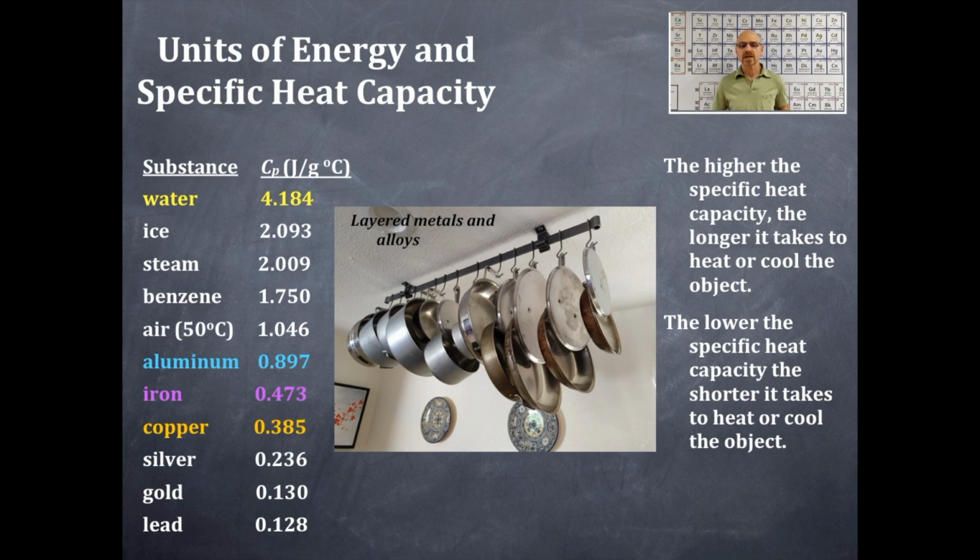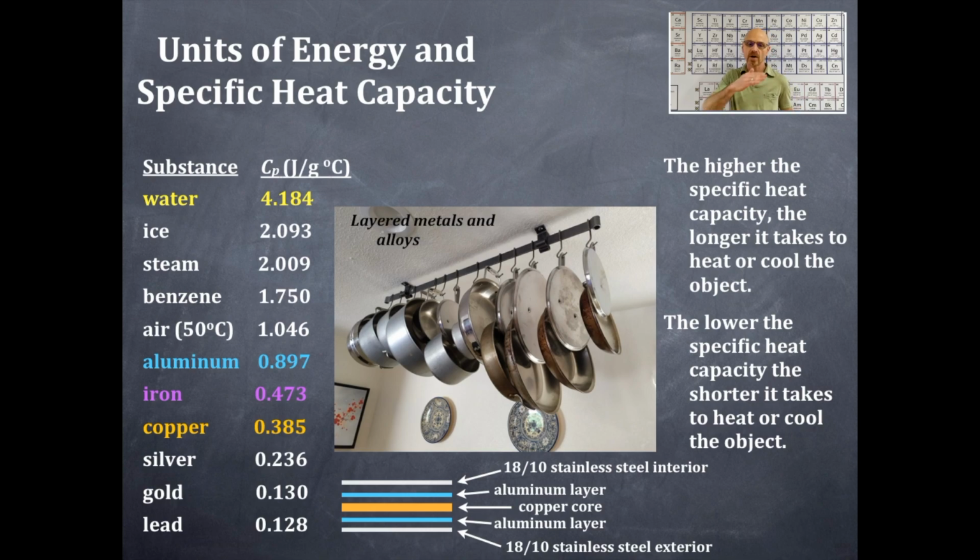In my kitchen, I have a variety of different pots and pans by a specific brand, and these pots and pans are very heavy. They are very heavy because they are a layer of metals and alloys together. And here is the layering. On the inside is an 18/10 stainless steel interior. That 18/10 stainless steel interior is really nice for cooking, so there's no transfer of that metal to the taste of the food.